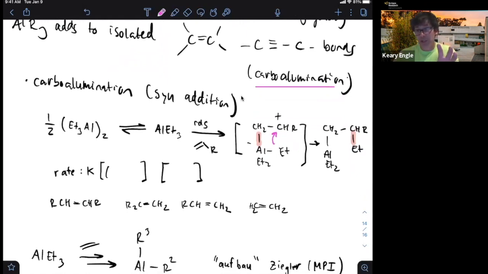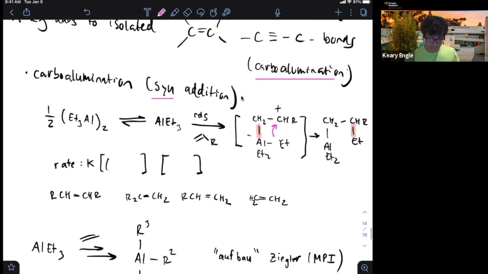Carboalumination, the initial addition step, is syn stereospecific. Secondary processes can then arise that can change that syn stereoselectivity to be net anti, but in the initial addition event, it is syn stereospecific.